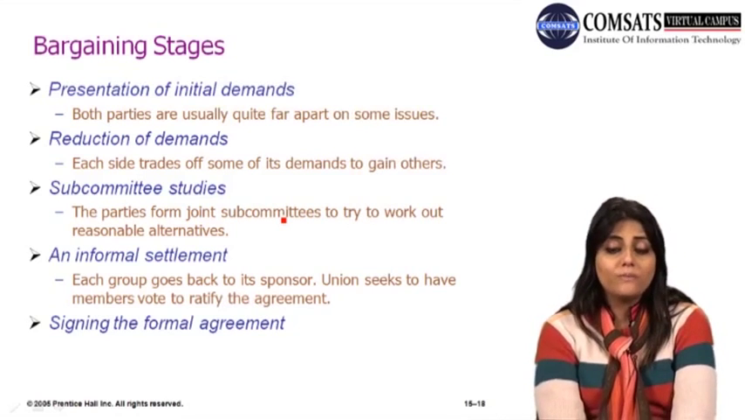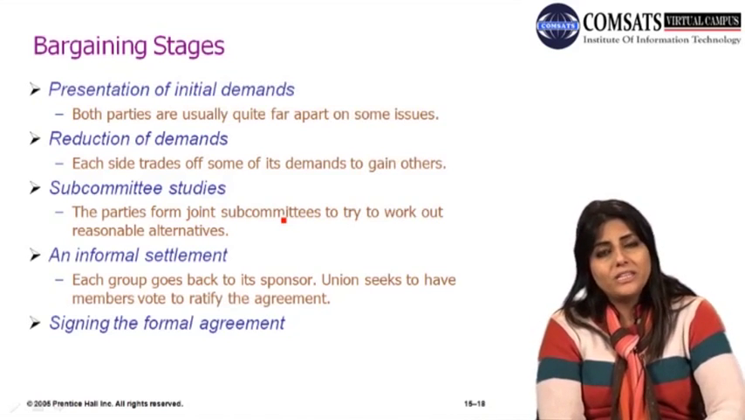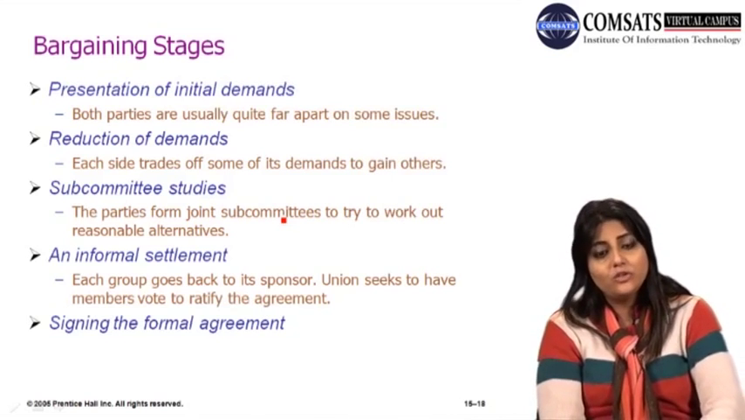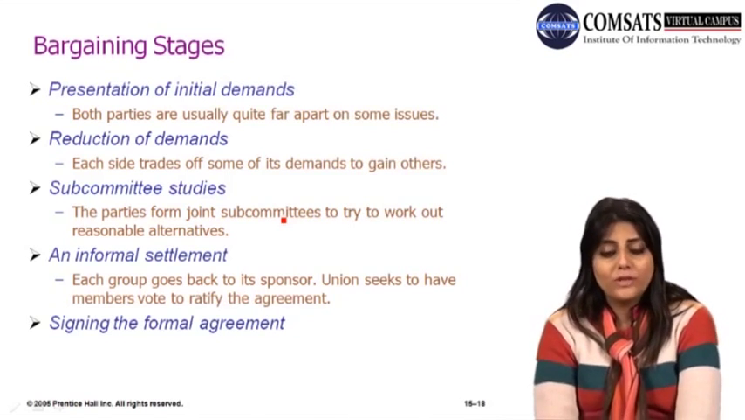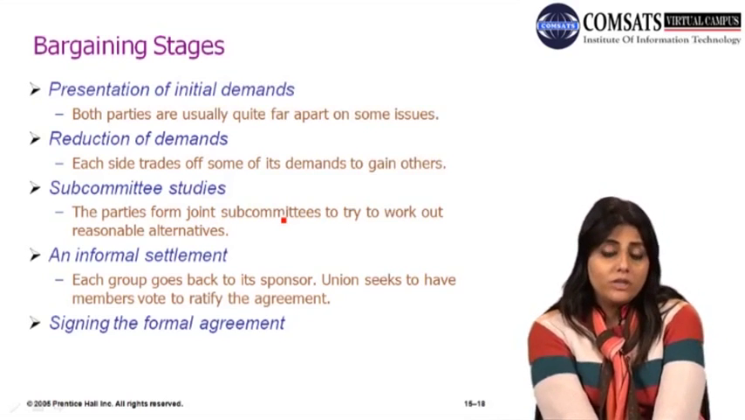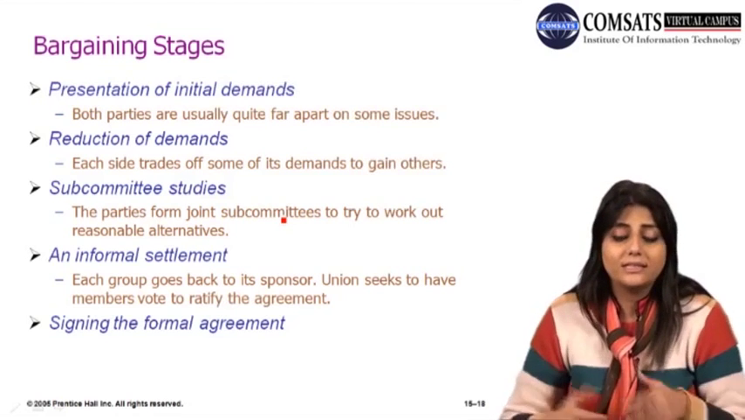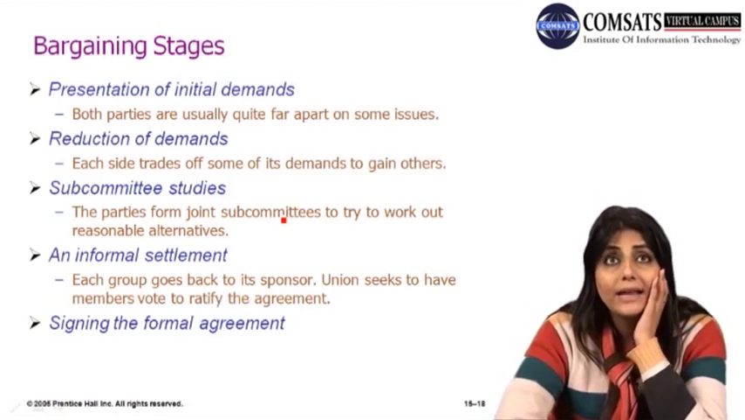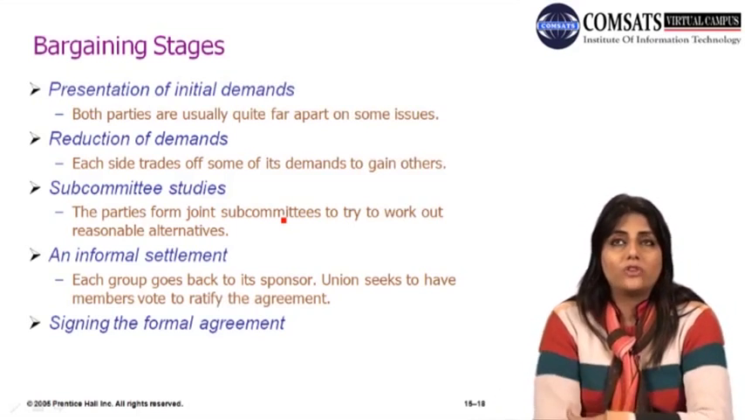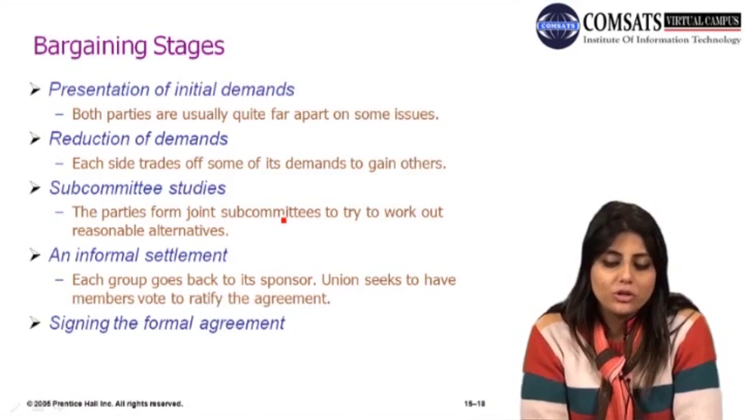you form the subcommittees. The union representatives have their subcommittee. They discuss those proposals and the proposed reductions that they have made with their subcommittees, and the management representatives discuss with the senior managers, right, and then they discuss the reasonable alternatives. And then finally, when they have made their discussions with the subcommittee, they try to arrive at an informal settlement. They go back to their sponsors.